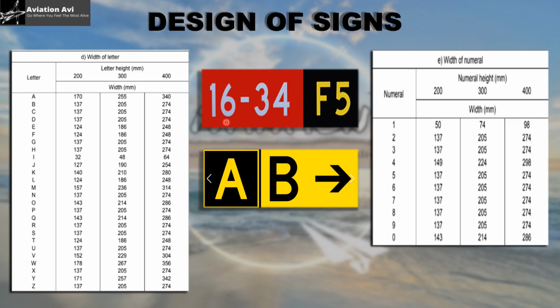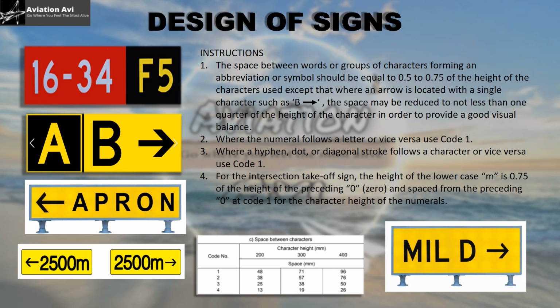Now when we look at the numerals here, the width of the number 1, having a height of 400 millimeter, since it is a mandatory instruction sign, should be 98 millimeter. The number 6, having a height of 400 millimeter, should have a width of 274 millimeter. So using these parts A, B, C, D and E, we have understood the spacing between two numbers, the spacing between two alphabets, the width of the alphabet, and the width of the numbers. So we have basically overall understood the design of signs. Now let us look at some of the nitty-gritties for the design of signs.